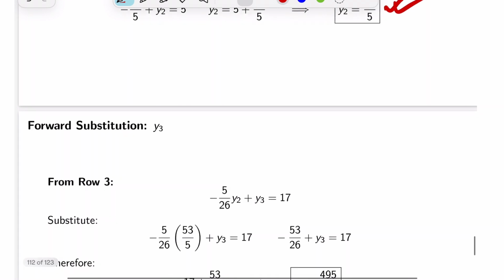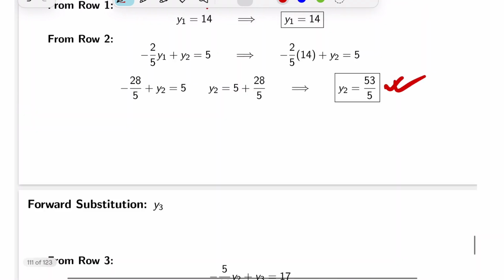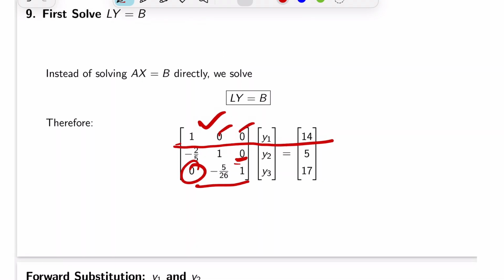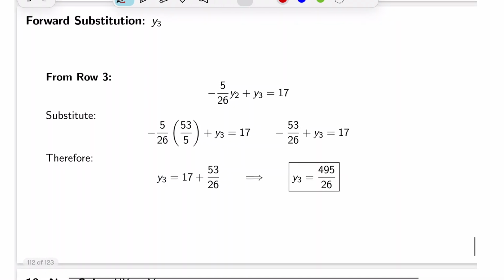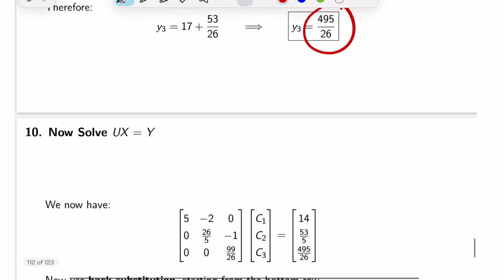Now that is forward substitution again. We got y1 and y2, so from the third row, if we plug in y1 and y2, ultimately we will get y3 as 495 by 26. Now solve.